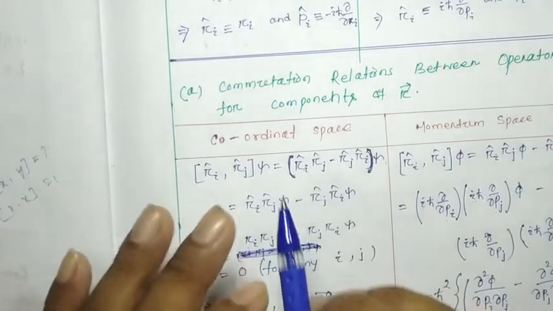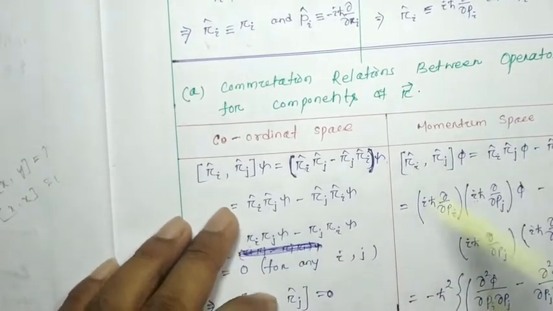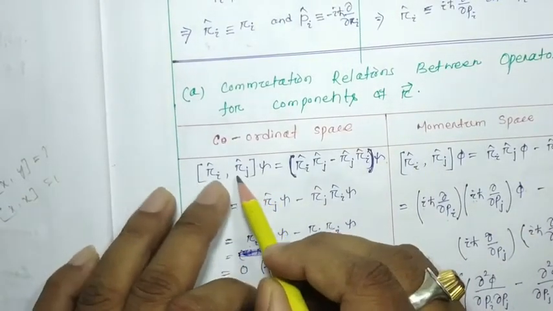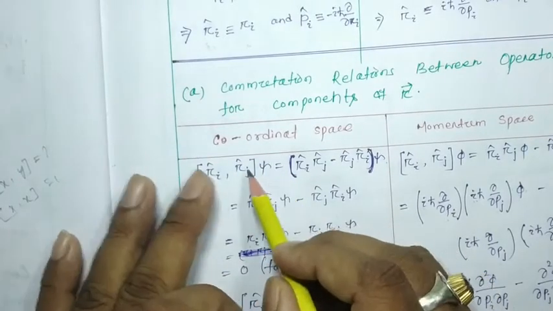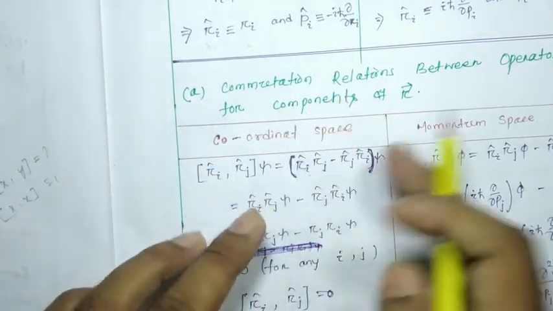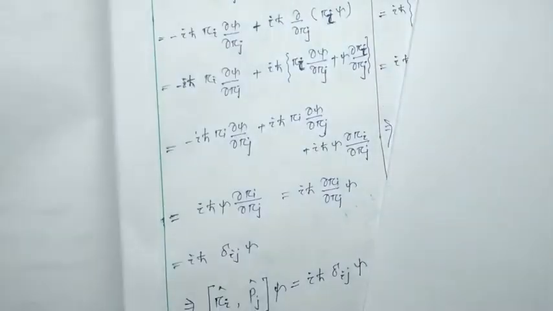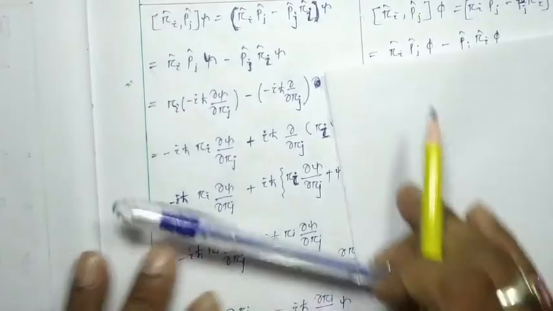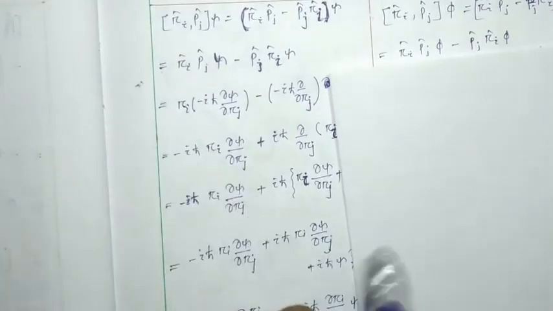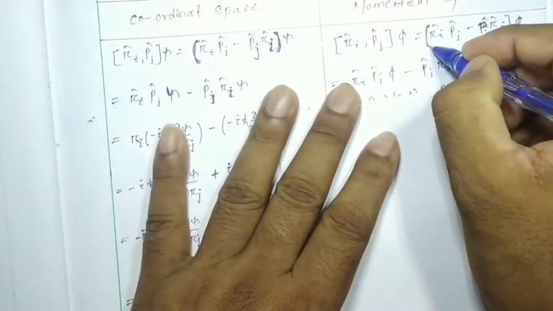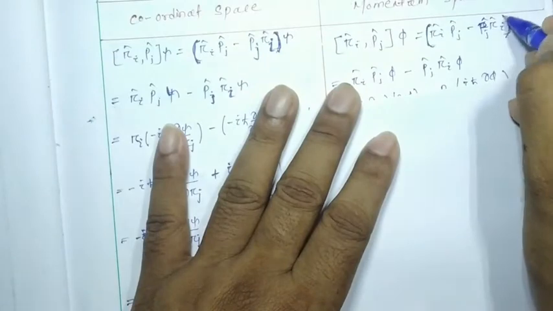But we have to consider that this is the commutation. If we remove the bracket and write, then it will be Ri Rj minus Rj Ri. It will be better if I write in this way, so here I am also writing like this.